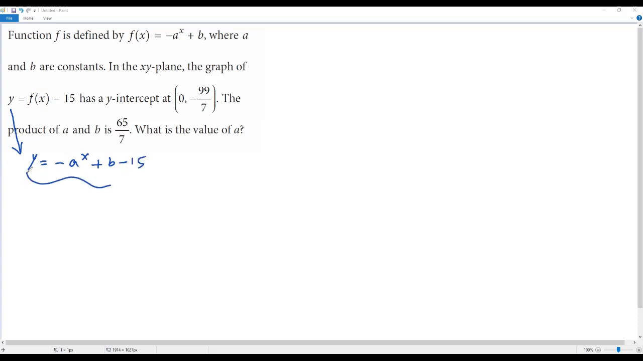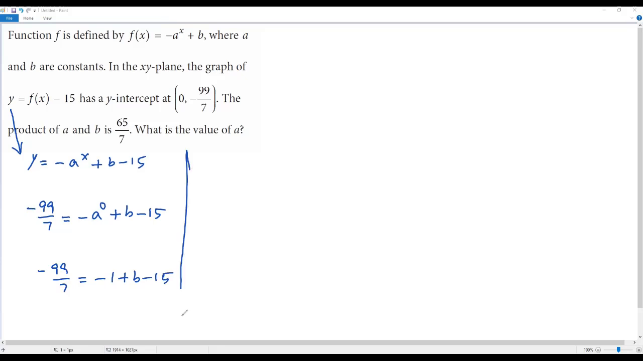Now for this function, we have the y-intercept (0, negative 99 over 7). Since we have this y-intercept, we can plug in the x coordinate 0 for x and the y coordinate negative 99 over 7 for y. Then I'm getting negative 99 over 7 equals negative a to the 0th power plus b minus 15. Anything to the 0th power equals 1, so the value of a to the 0th power is just 1.